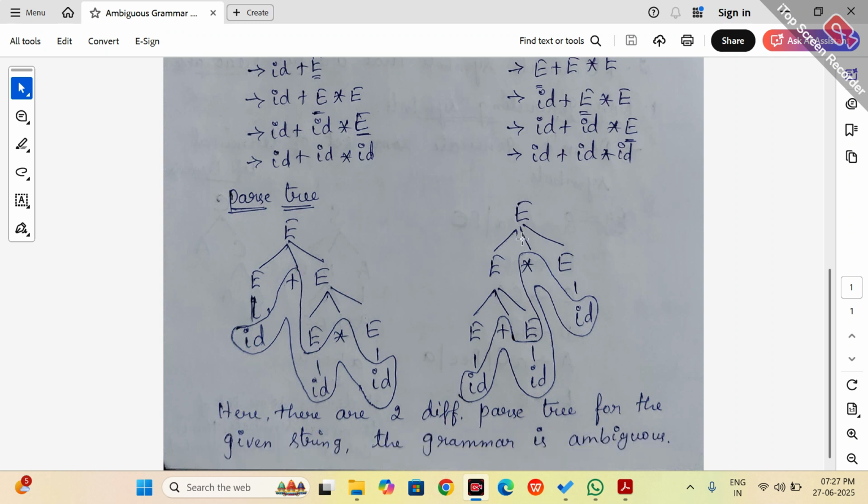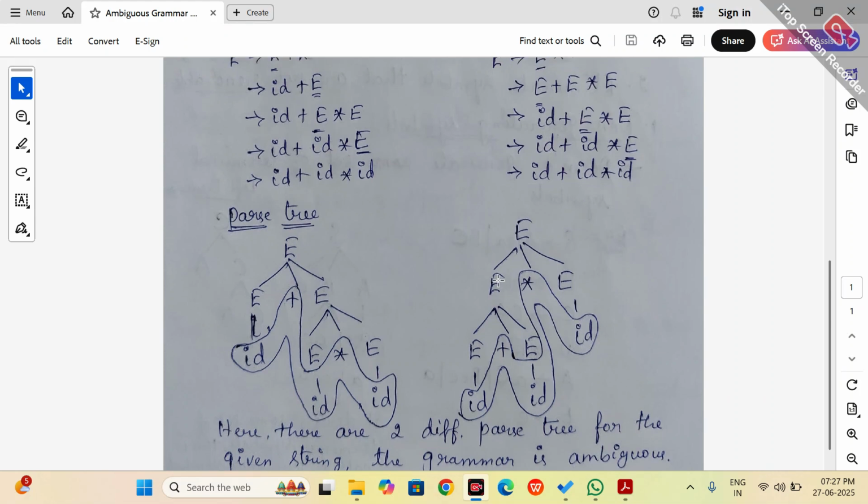For the second leftmost derivation, the parse tree is like this. E tends to E asterisk E, and the first E is replaced with E plus E. Now this E is replaced with ID, plus is a terminal symbol, and this E is replaced with ID. Asterisk is the terminal symbol, and this E is replaced with ID. So this is the second parse tree.